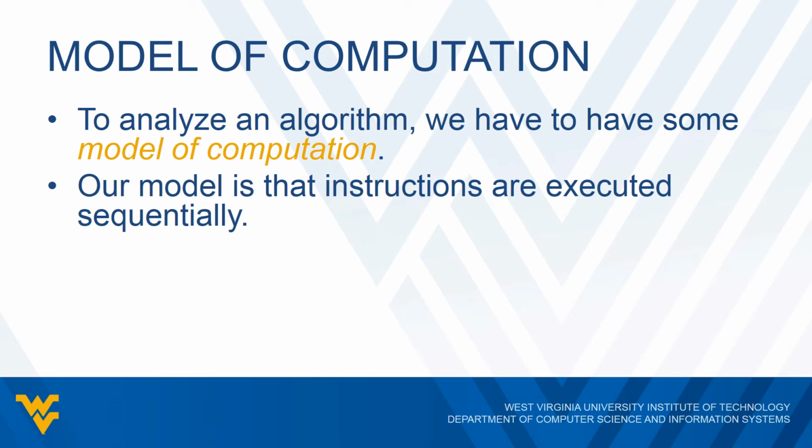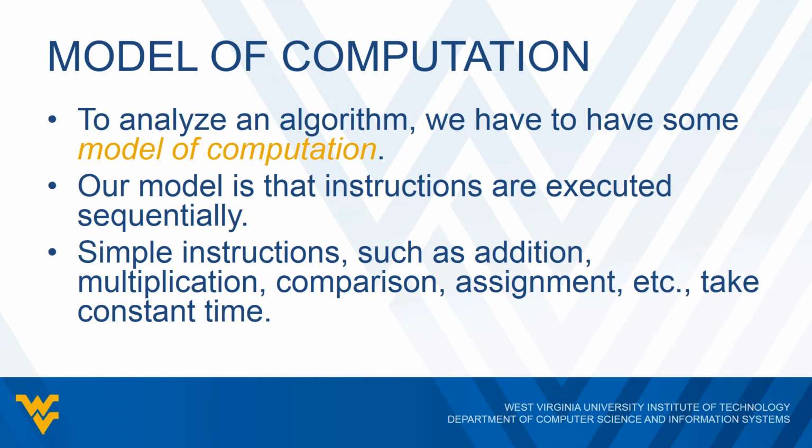So our model is that the instructions are going to be executed sequentially. So if I have an algorithm, I can run one instruction at a time. We can't do them in parallel. We can't do it in some other weird order. It's just that they're done sequentially. And then we'll say that simple instructions such as addition, multiplication, comparison, subtraction, division, assignment, and so forth, all those very basic instructions take constant time. And we're not worried about exactly how much time it takes. We're just going to say that each of these simple instructions takes a single step of the algorithm.